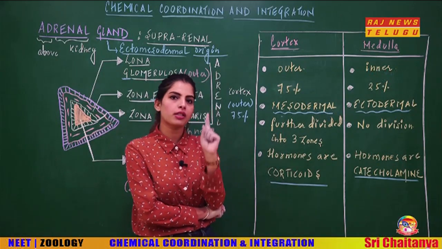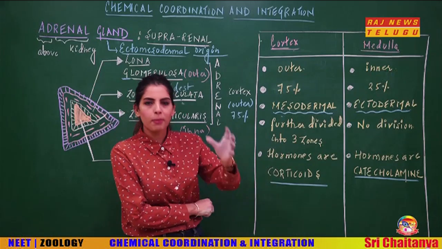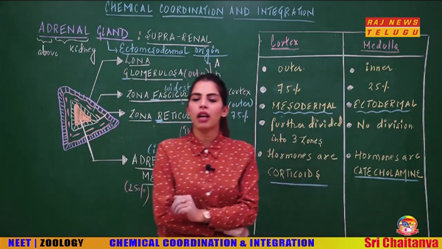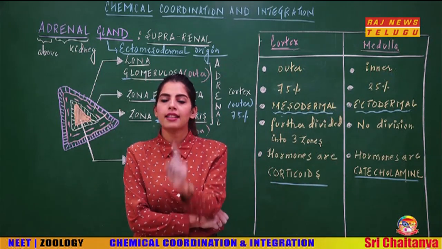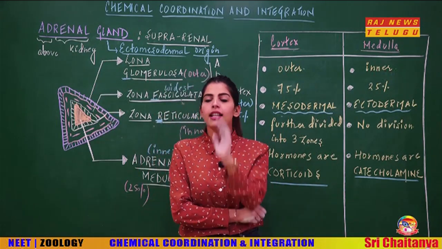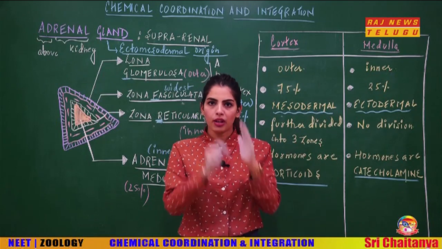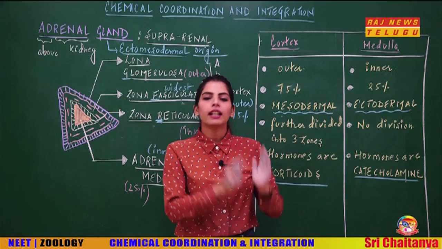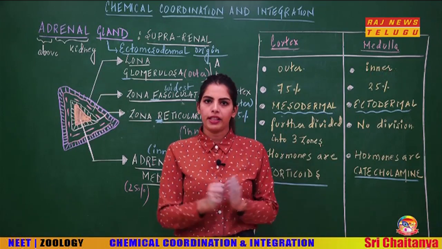Okay, corticosteroids. I've not written, you can remember it just like that. And the hormones of adrenal medulla are called catecholamines. They are called catecholamines. Now we are going to see what these corticoids and these catecholamines are, separately.